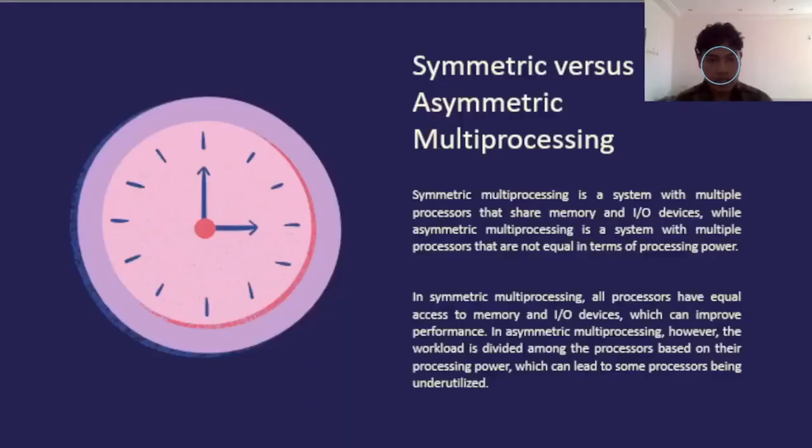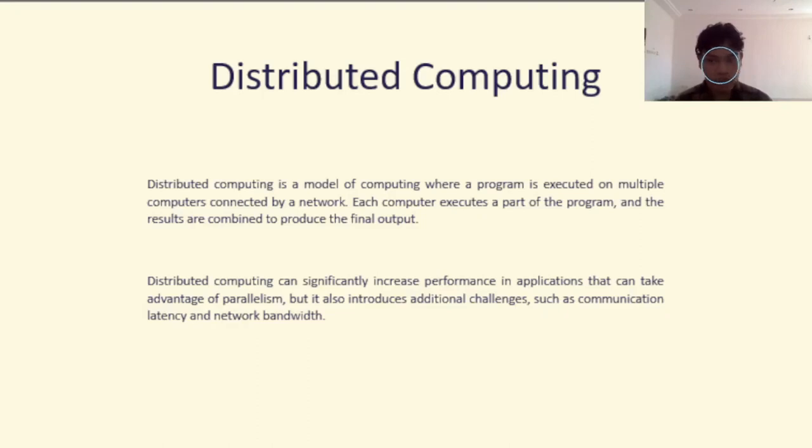The next is symmetric versus asymmetric multiprocessing. Symmetric and asymmetric multiprocessing, as well as distributed computing, allow game engines to distribute processing power across multiple machines to further improve performance. Symmetric multiprocessing involves multiple processors that share a single memory space, while asymmetric multiprocessing involves multiple processors that each have their own memory space. Distributed computing, on the other hand, involves multiple computers connected through a network.